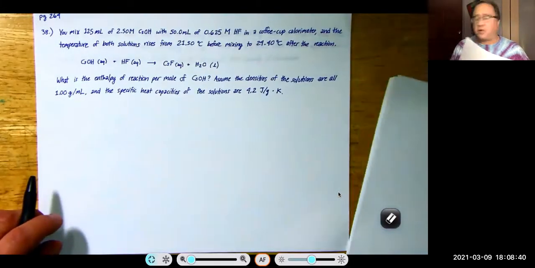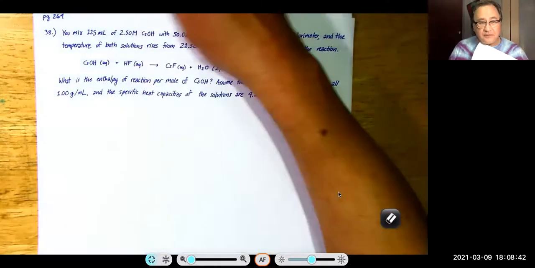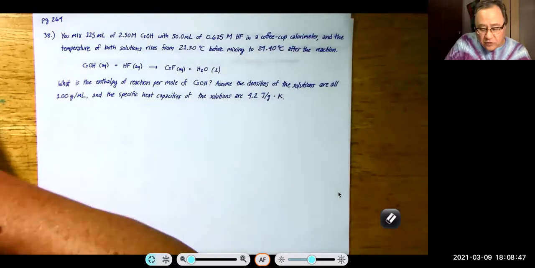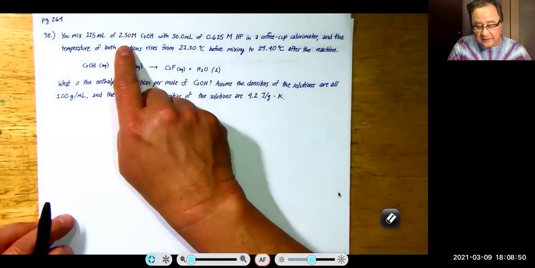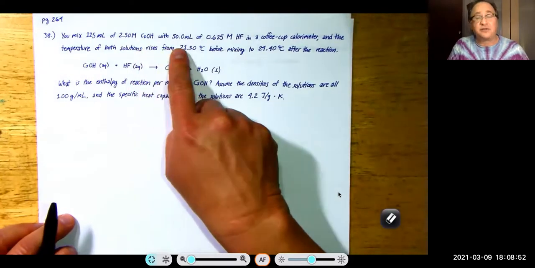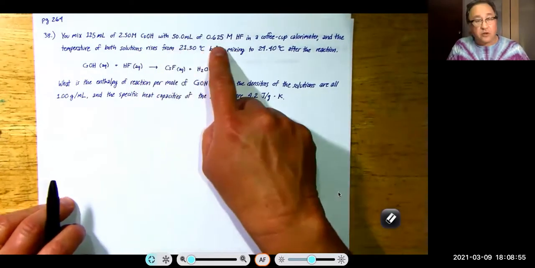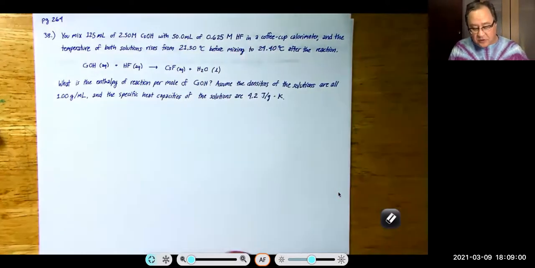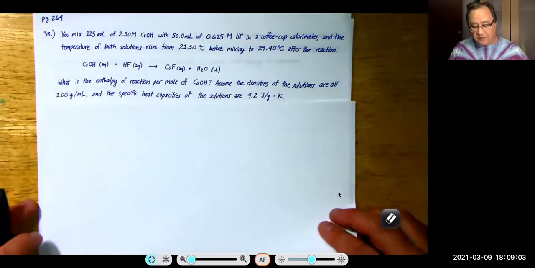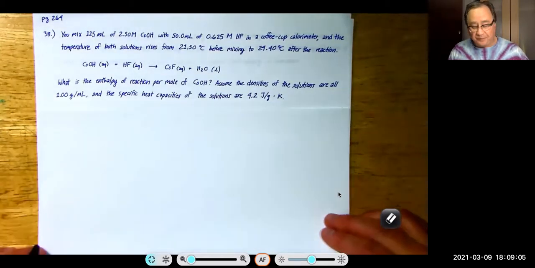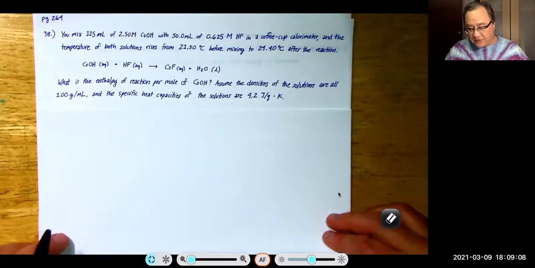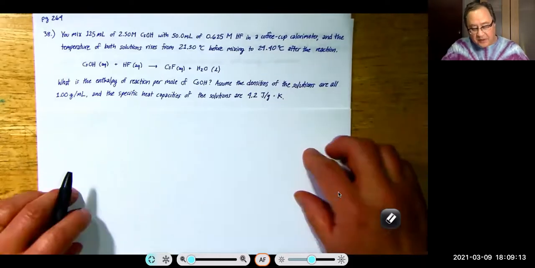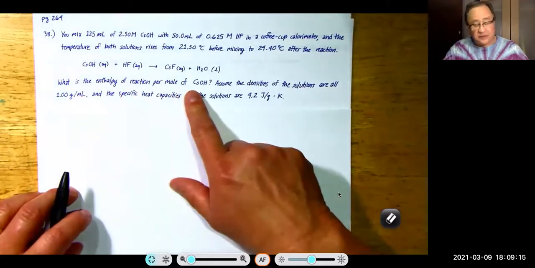So here we have a problem from page 264. You mix 125 milliliters of 2.50 molar cesium hydroxide with 50 milliliters of 0.625 molar hydrofluoric acid in a coffee cup calorimeter, and the temperature of both solutions rises from 21.5 degrees Celsius before mixing to 24.40 degrees Celsius after the reaction. What is the enthalpy of reaction per mole of cesium hydroxide?